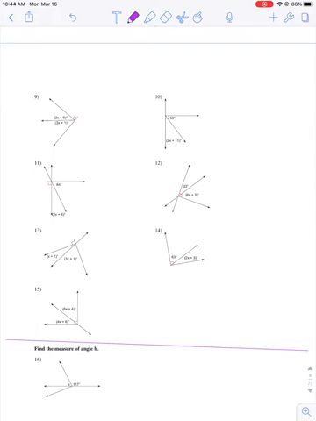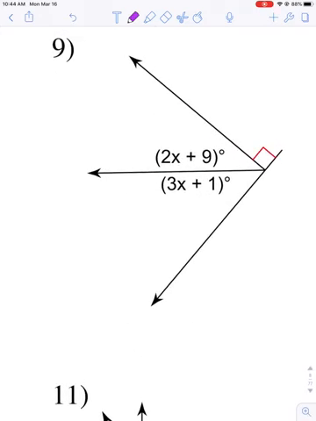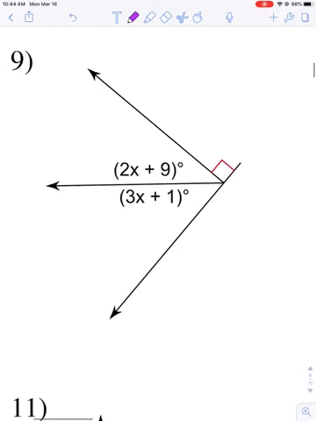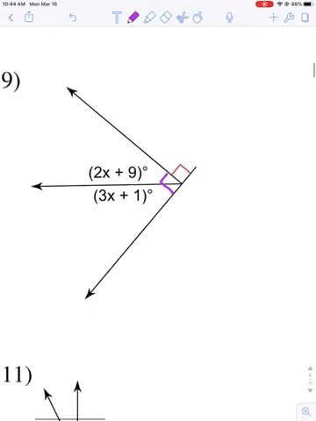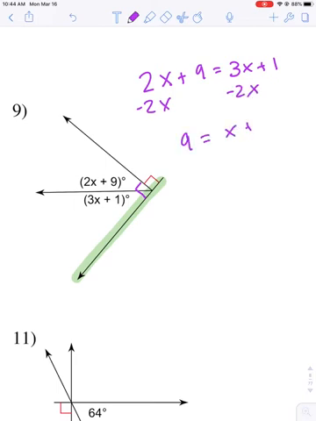All right, I'm going to be going over just one of these before we move on. I think I'll go over number 9 because that has 2 expressions in it. So because they have that red right angle symbol there, I can assume that this must also be a right angle because together they make the straight angle, this one right here. So I know that these are complementary. My equation will be 2x plus 9 equals 3x plus 1. And I'm going to subtract 2x from both sides. 9 equals x plus 1. Subtract 1 from both sides, and I get 8 equals x.